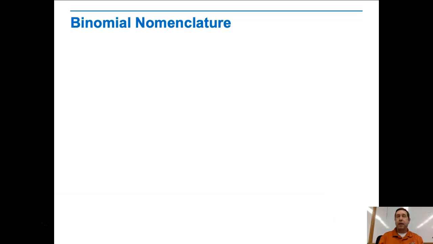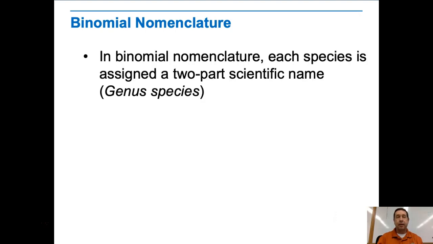And then Carolus Linnaeus comes along and he develops something called binomial nomenclature and the current taxonomy system we use today. So binomial nomenclature is a system in which each species is given a two-part scientific name, which is made up of their genus and species, the two smallest categories in the classification system.